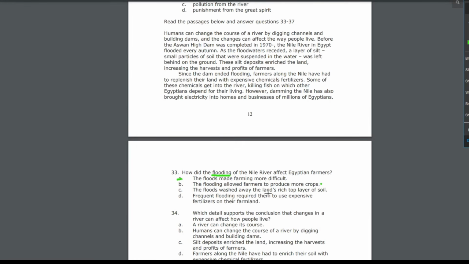The floods washed away the land's rich top layer of soil. Well, they told us when the flood waters receded, a layer of silt was left. And the silt is what enriched the land. So it wasn't taking it away, it was actually deposited. All right, and then frequent flooding required them to use expensive fertilizers on their farmland. Not true. They started using expensive fertilizers when they built the dam. So that's out. So B is in. B is the answer.